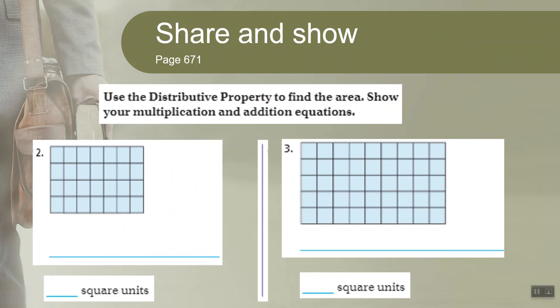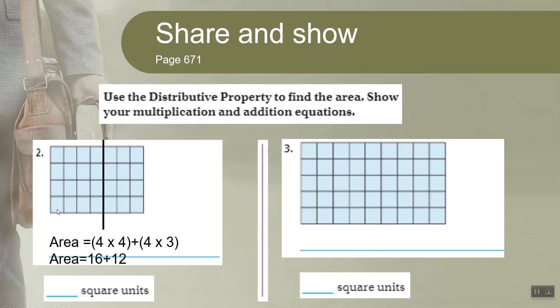And now, page number 671. Use the distributive property to find the area. Show your multiplication and addition equations. Okay, for number 2, we will divide this rectangle into two smaller rectangles. Then we will write the equations for each rectangle. Then we will add them.